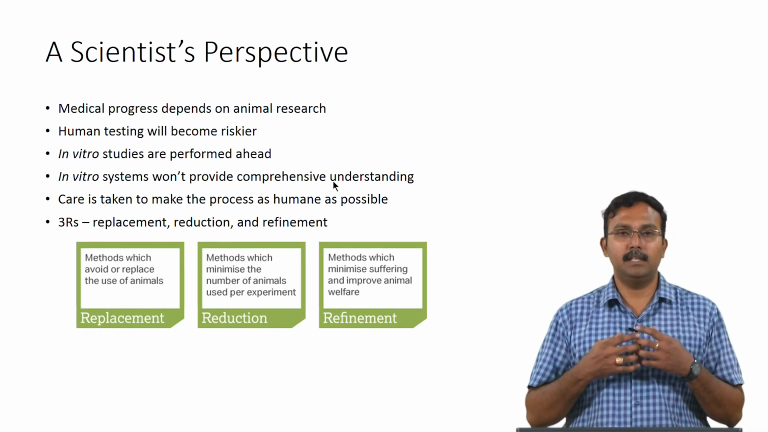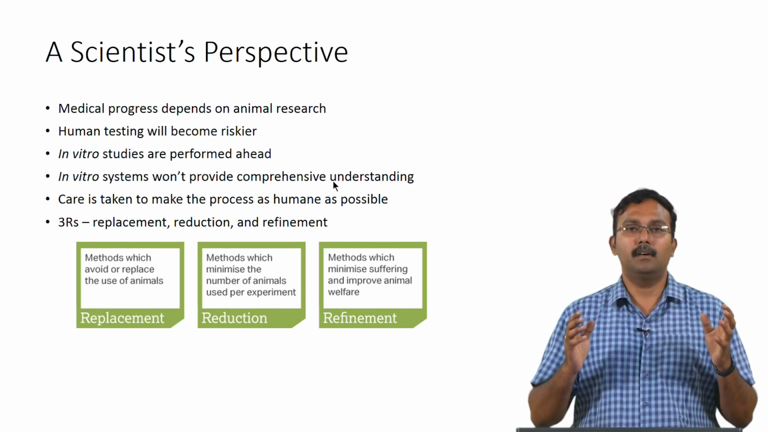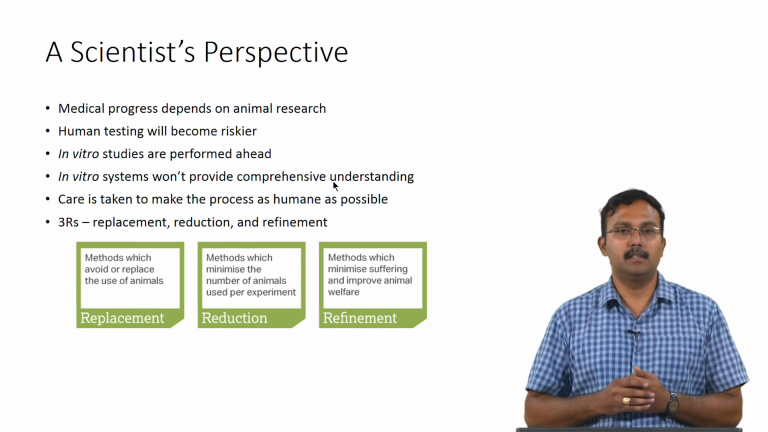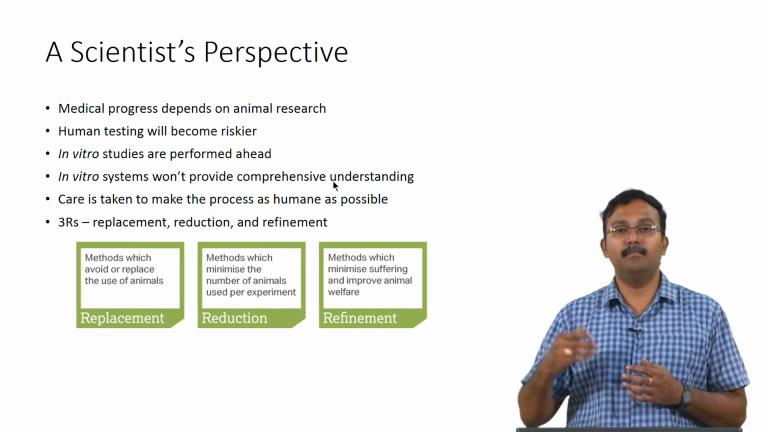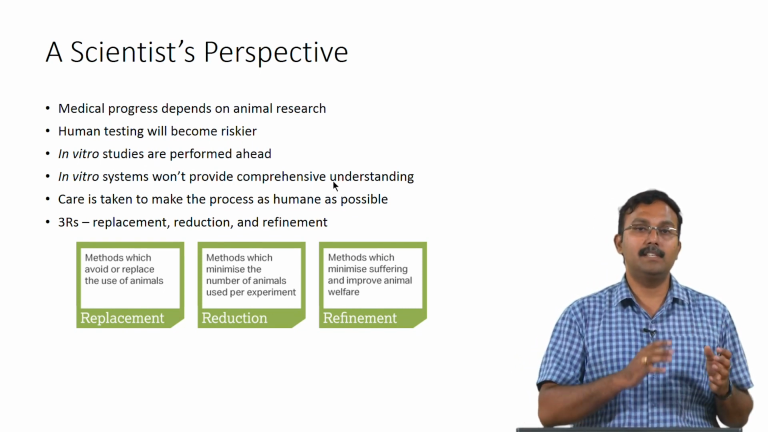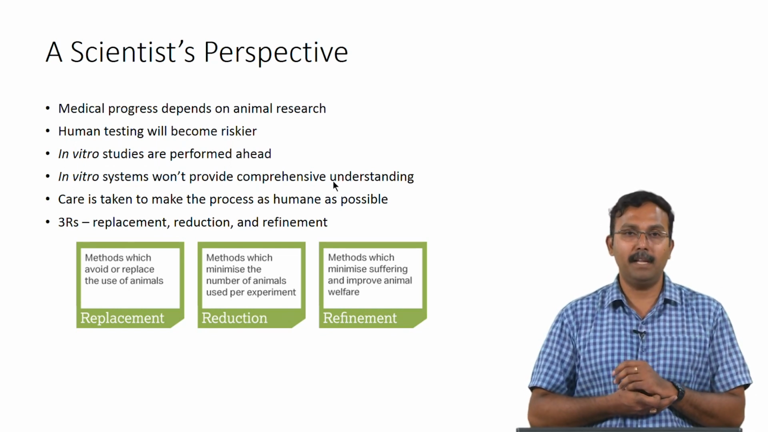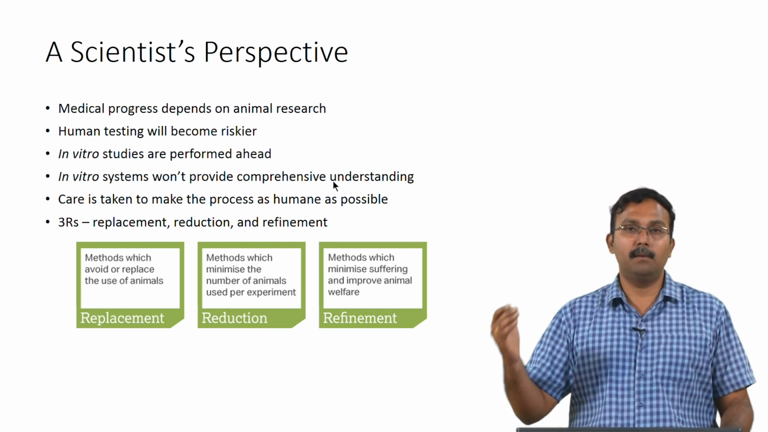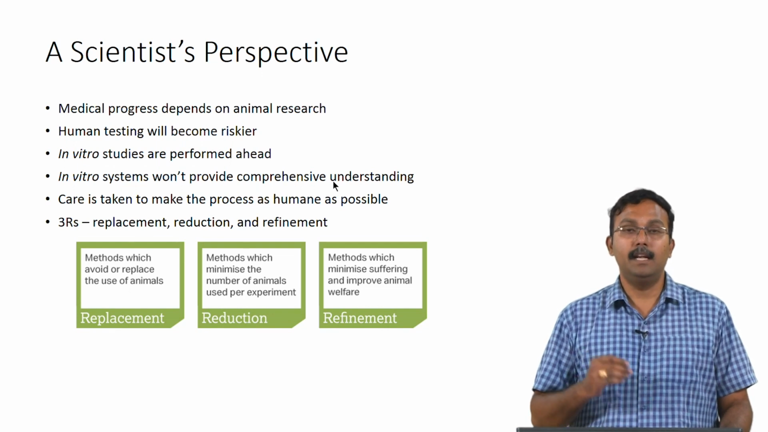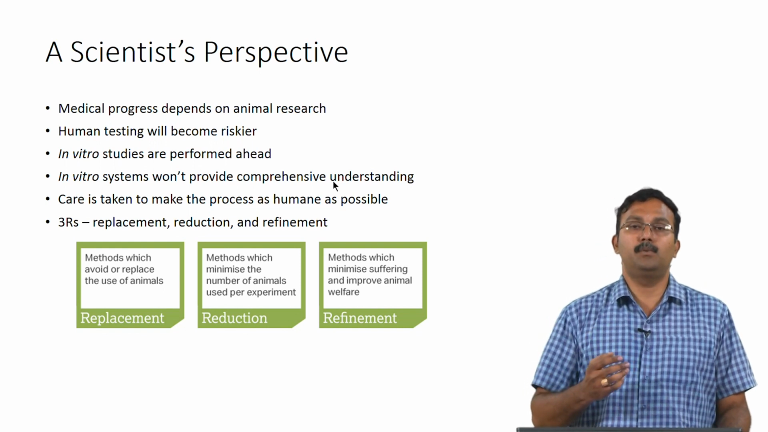When you are talking about a scientist's perspective, you would be looking at it from the medical progress angle. Medical progress depends on animal research. Human testing will be much riskier if we do not do it in animals. It is not that animals will give us 100% accurate results. There is no guarantee that any results you obtain from animals will be absolutely applicable in humans. However, if we do not do the animal testing at all, then you are increasing the risk for humans multifold. So, is that a risk which we are willing to assume?